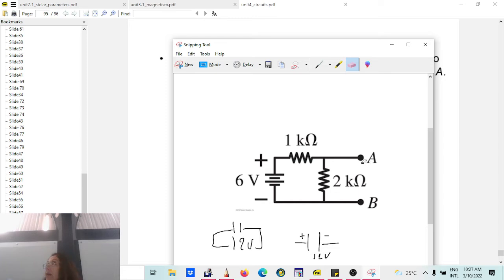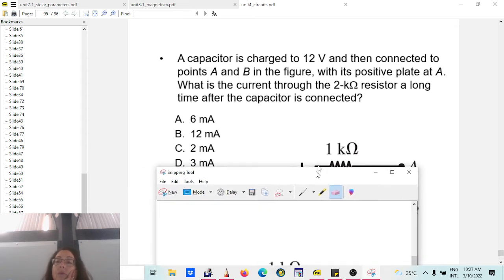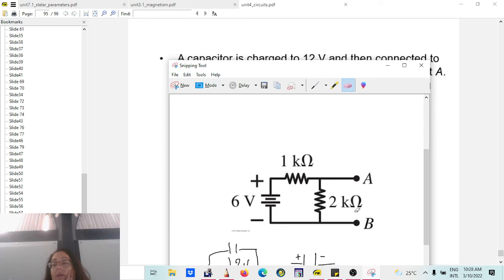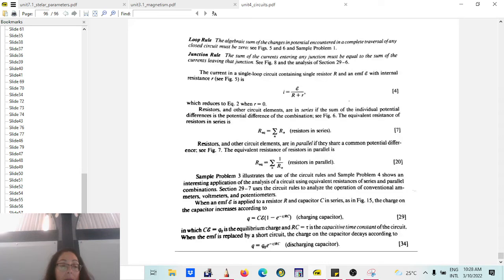So it doesn't matter what happens in between. You don't need to do the math. Because after a while, the capacitor is going to be like this. After a very long time, once everything has happened, it's like an open switch. So then you can find the current. Okay? So that's an easy question. That's the math: charging capacitor, discharging capacitor. You see you have an exponential decay and charging, but we are not doing that.